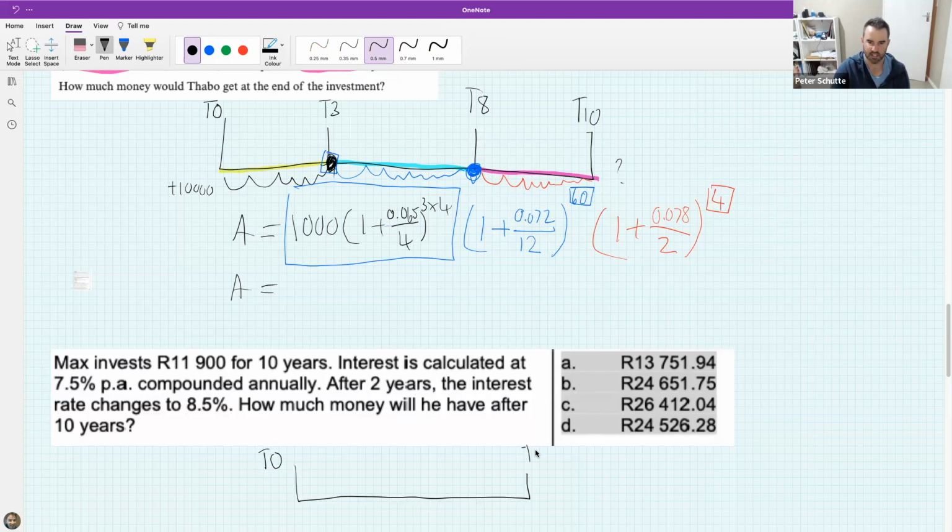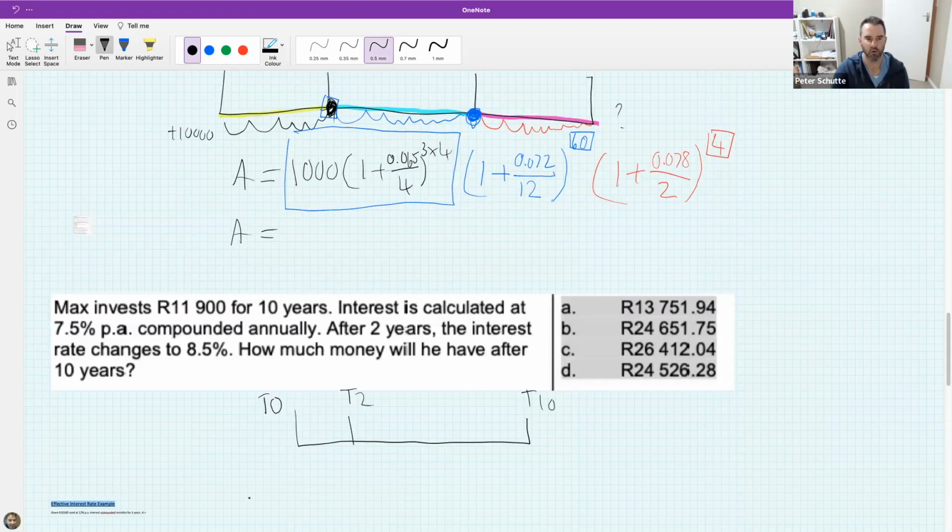So I'm going to say T0, T10, and T2 is quite important. And what I sometimes do is I say, okay, well, I start with 11,900. And sometimes it's even helpful to know what the interest rate is here. So the interest rate initially was 0.075, and it's annually, so it's divided by 1, I guess. And then for the next period, it changes. And what does it change to? It changes to that, but it's per.